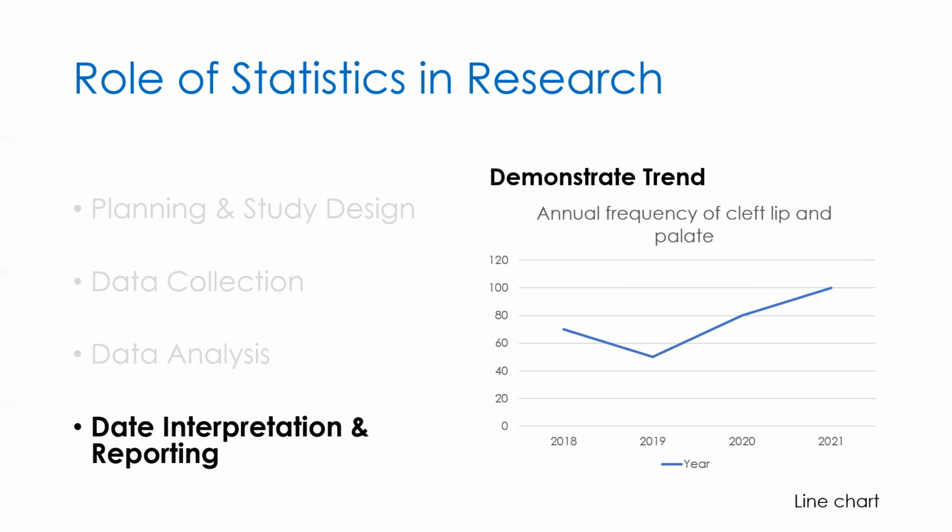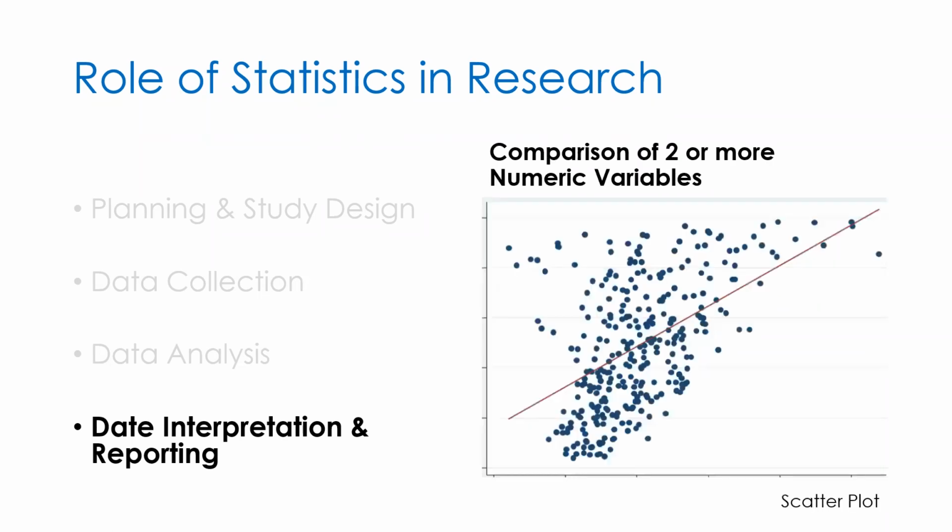What about the line chart? Line charts are useful when you are trying to demonstrate a trend. For instance, maybe you wanted to look at the annual frequency of cleft lip and palate in a given population. So you are looking at, over the years, how is the frequency changing? When you are looking at a trend change over time, then what you need is a line chart, because at a glance, it tells you immediately whether the frequency is increasing or reducing or has remained static. So it's important when you are trying to demonstrate a trend.